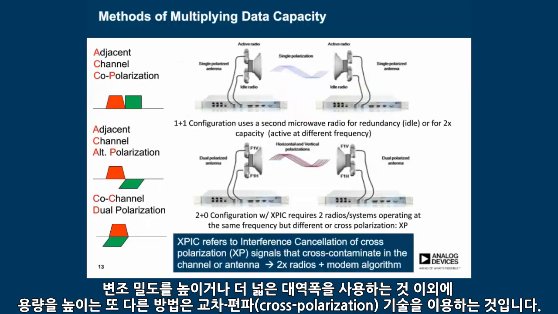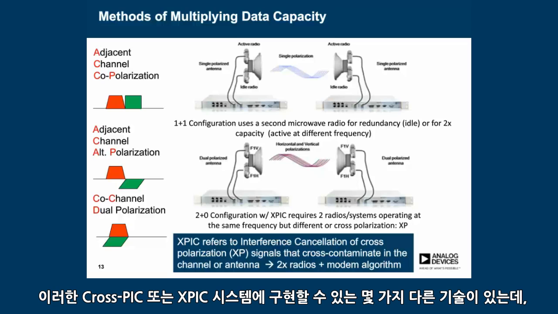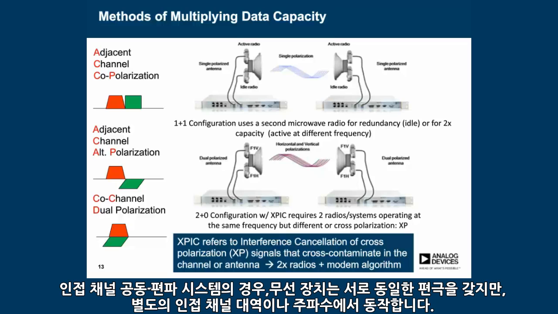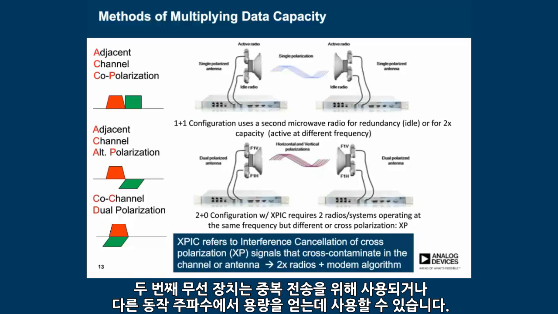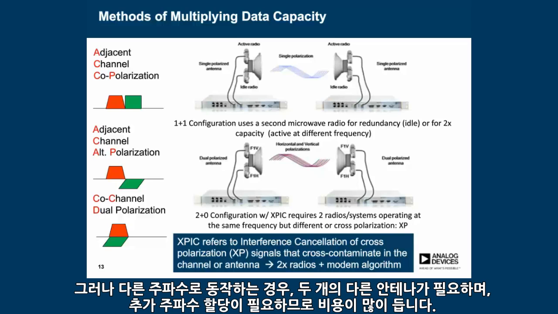An additional way to achieve higher capacity, other than increasing modulation density or using wider bandwidth, is to utilize cross-polarization techniques. There are a few different techniques that can be implemented in these cross-pick, or XPIC, systems. For an adjacent channel copolarization system, these radios have the same polarization as each other, but operate in separate adjacent channel bands or frequencies. The second radio is used for redundancy or can be used to gain capacity at a different operating frequency. However, this requires two different antennas, as they are operating at different frequencies, as well as additional frequency allocations, which can be costly.